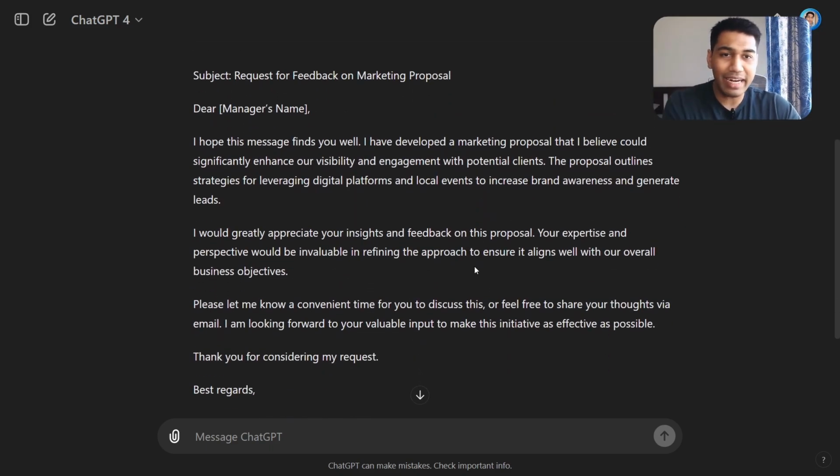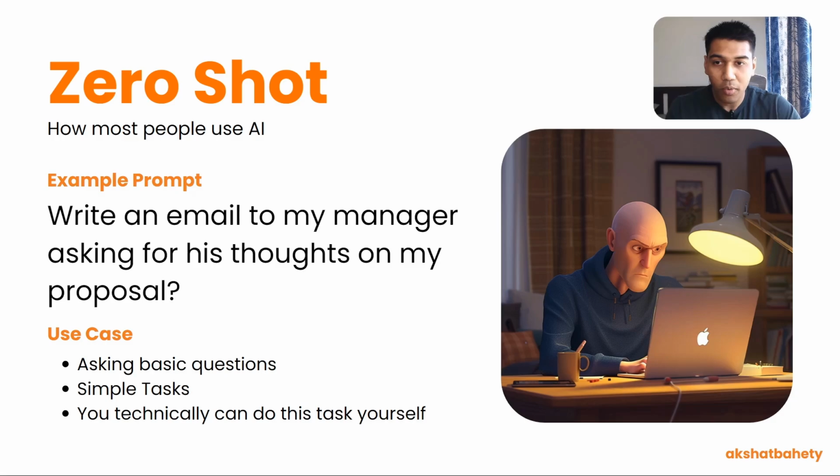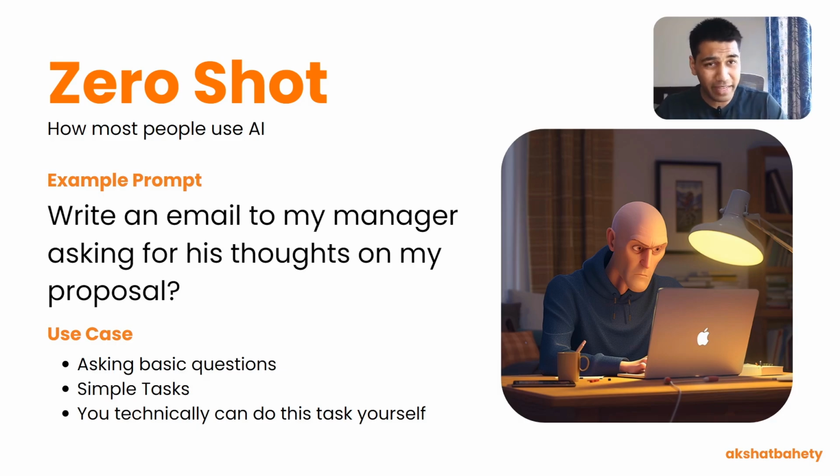Now again, it has written an email, but the point is it does not know what is in the proposal, so it has just imagined and put everything together about marketing. But let's look at what is a better way to use this, right? And again, you can use zero shot. I use zero shot a lot of times when you're just asking basic questions. For example, you want to ask it how to write an HTML hello world, right? It will give you the right answer.